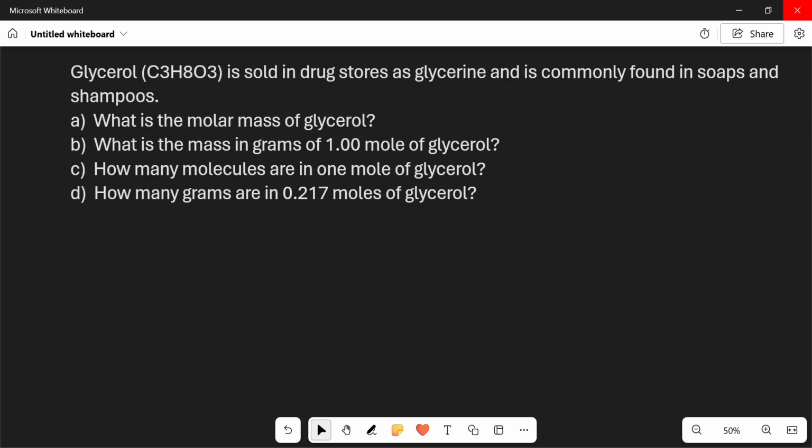So the first part is talking about the molar mass of glycerol. Now, how do we find the molar mass of a substance? The first thing we should understand is how to define molar mass. What is this molar mass? When you talk about molar mass of a substance, we're just talking about the mass in grams of 1 mole of that substance. So that's what we call the molar mass.